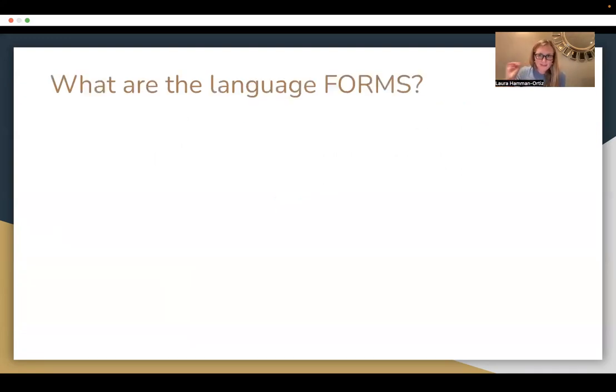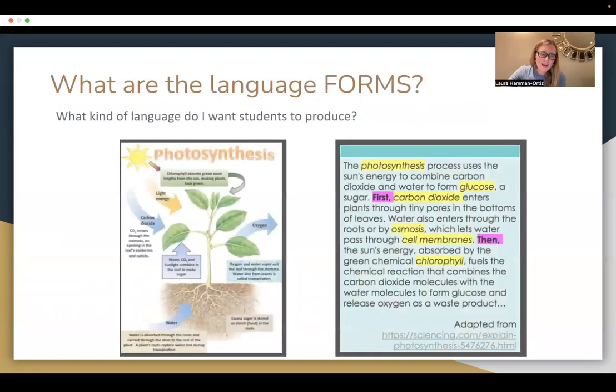All right, so once I've got that set, now I need to think about the specific forms that students will need to be able to accomplish to meet the content goal and engage with this task or the activity that I've planned. And I like to sometimes think about this question: what kind of language do I want students to produce? Or if I was focusing on students reading something, what kind of language are they reading and what might be challenging? In this case, they're going to be writing an explanation. So what might that look like?